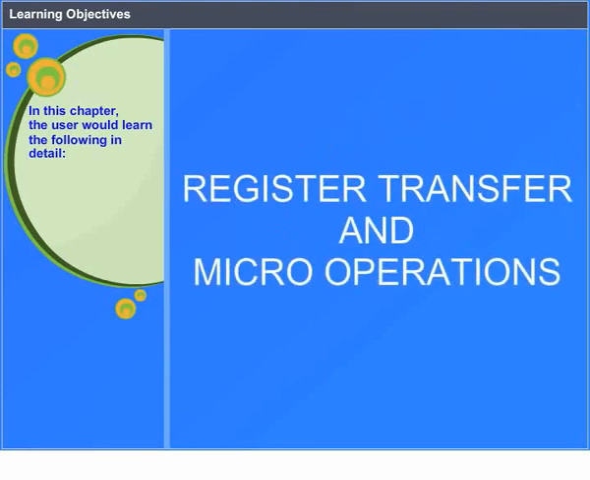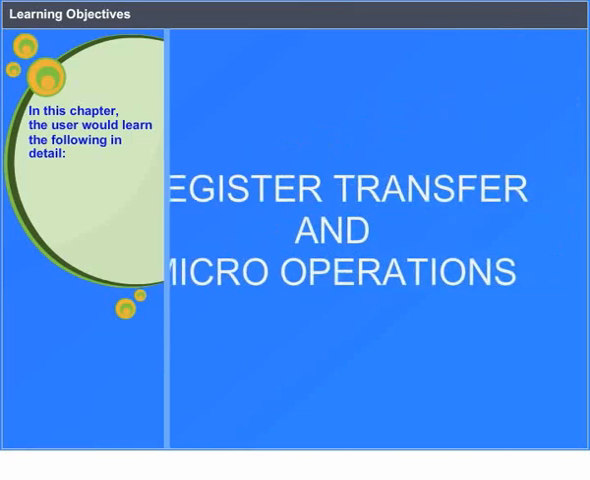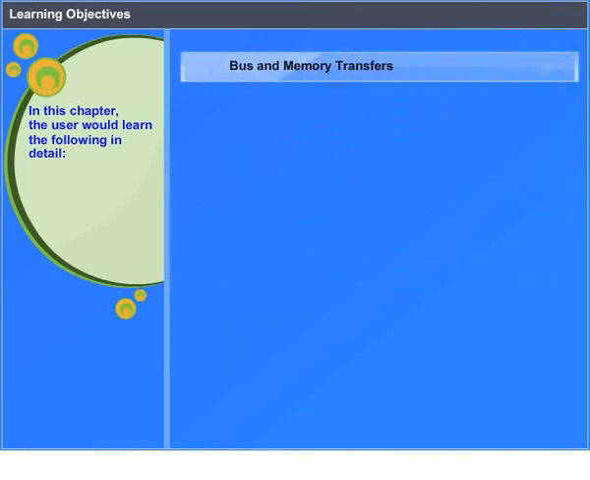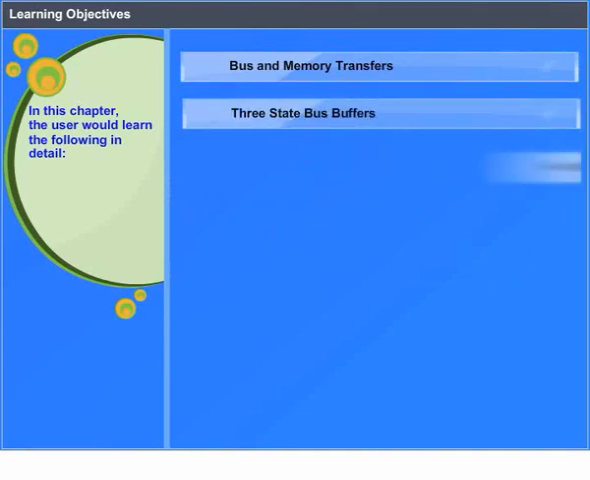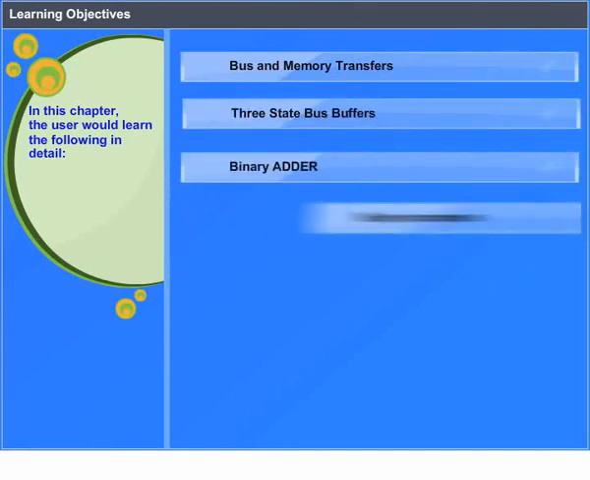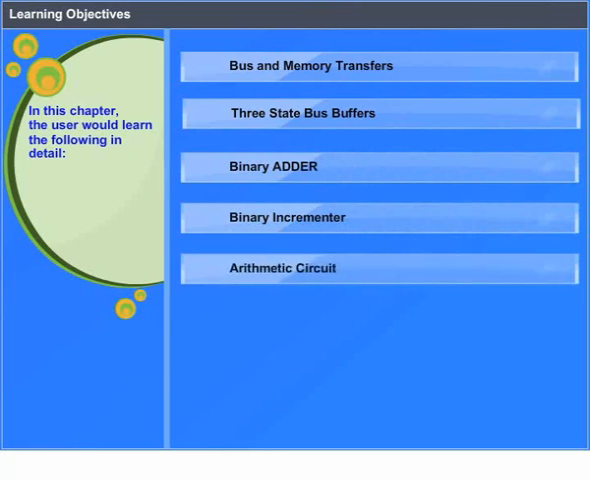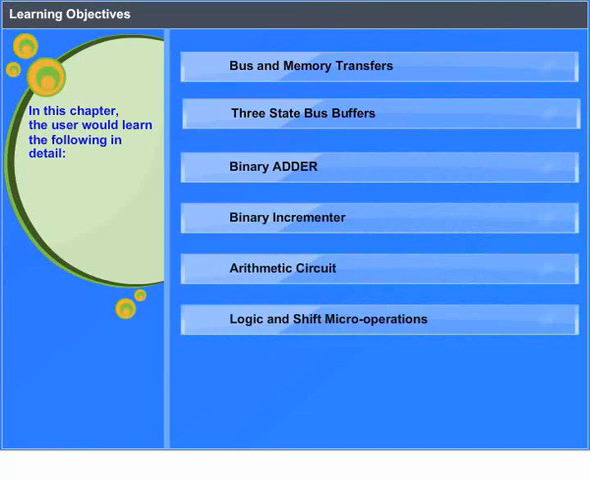Register transfers and micro-operations. Learning objectives. In this chapter, the user would learn the following in detail. Bus and memory transfers. 3-state bus buffers. Binary adder. Binary incrementer. Arithmetic circuit. Logic and shift micro-operations. ALU.